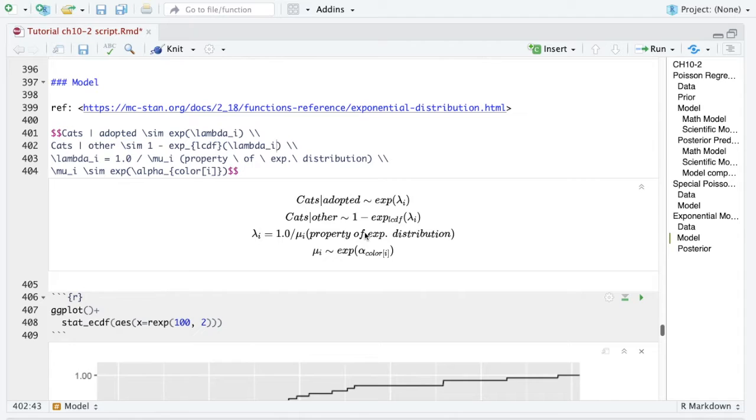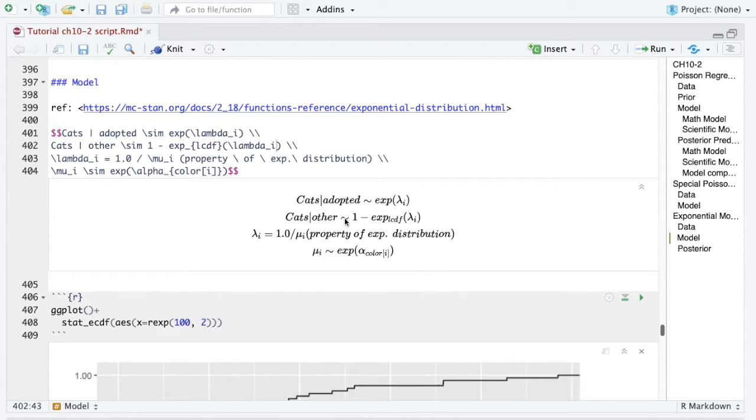We will need two likelihood functions for the cats being adopted and the rest of the cats. The cats being adopted is simple. They just follow an exponential distribution. However, for the other group, we can imagine that after 30 days, half of the cats are adopted. Then the probability of waiting 30 days and still not being adopted is 0.5.